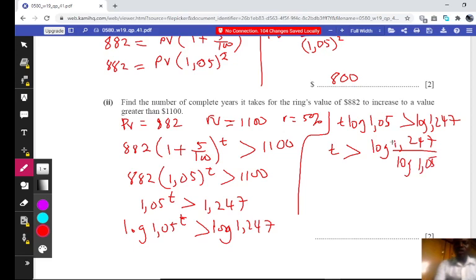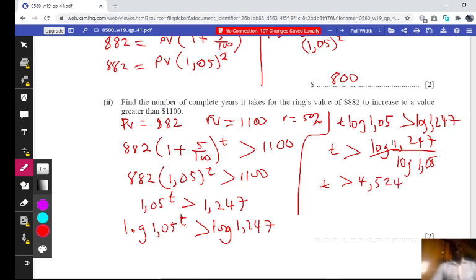So your t will be greater than, let's punch this in your calculator. Now you can punch this one in your calculator. You say log is there on your calculator, please take note of that. Log 1.247 divided by log 1.05, what do you get? You get 4.524.